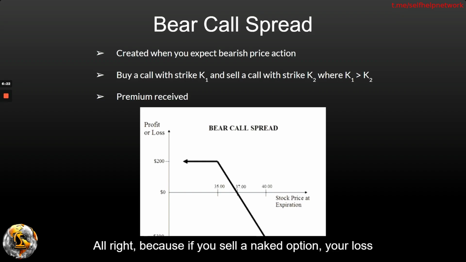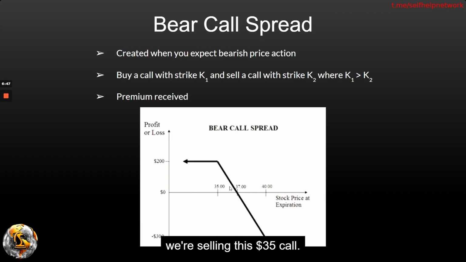our risk, all right? Because if you sell a naked option, your loss is uncapped. Your risk is infinite and you don't want to do that. So you want to cap your risk. How do you do that? By buying another option that's cheaper. So you will cap your risk that way. If the stock price is 30, what we are doing is we are selling this $35 call. It's more expensive. We are buying this $40 call, which is cheaper.